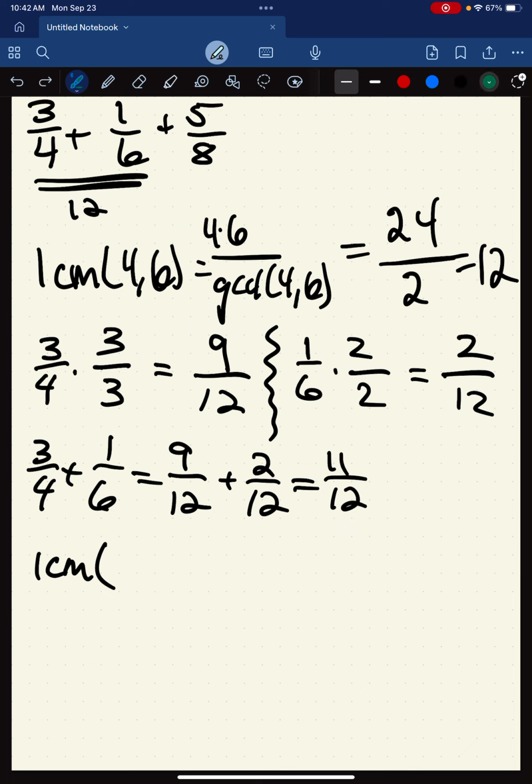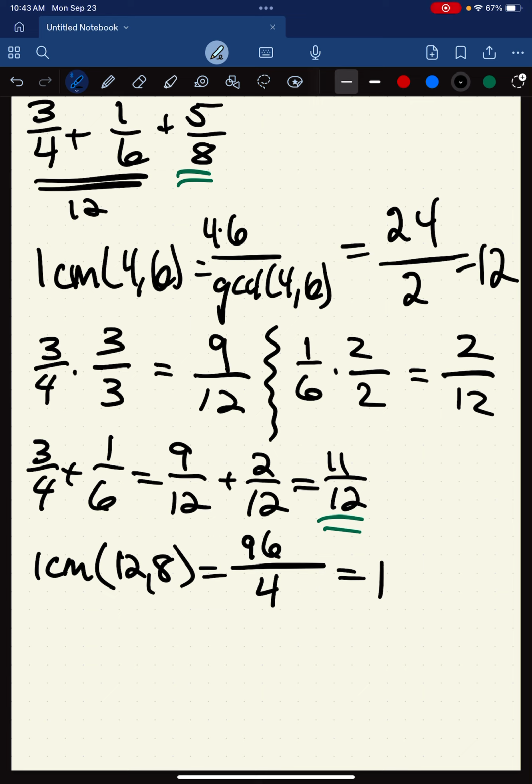Let me do this maybe in green. We have something over 12 and something over 8. So the least common multiple of 12 and 8: 12 times 8 is 96, divided by the greatest common divisor of 12 and 8, which is going to be 4, is 24. So we need a common denominator of 24.